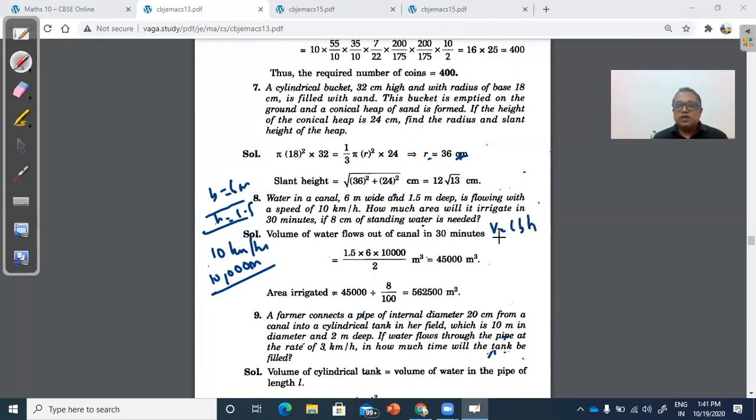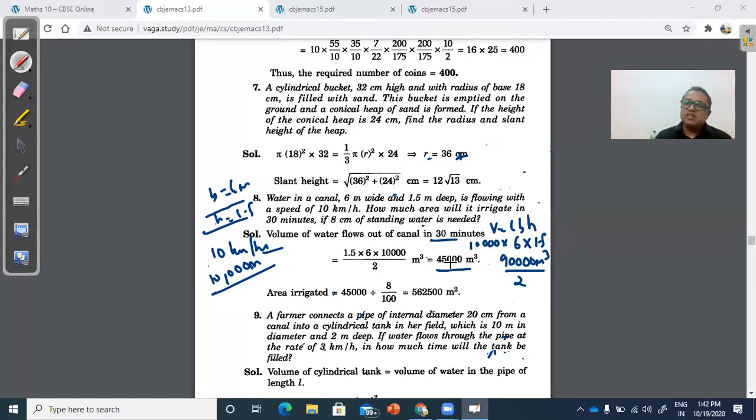So that will be 10,000 multiplied by the breadth is 6 into height is 1.5. So this is going to be 90,000 meter cube of water that is going to come out in 1 hour. But our question is how much will it irrigate in 30 minutes? Now 30 minutes is half an hour. So I have to divide 90,000 by 2, then I am getting 45,000 meter cube. This is what is going to happen in 30 minutes.